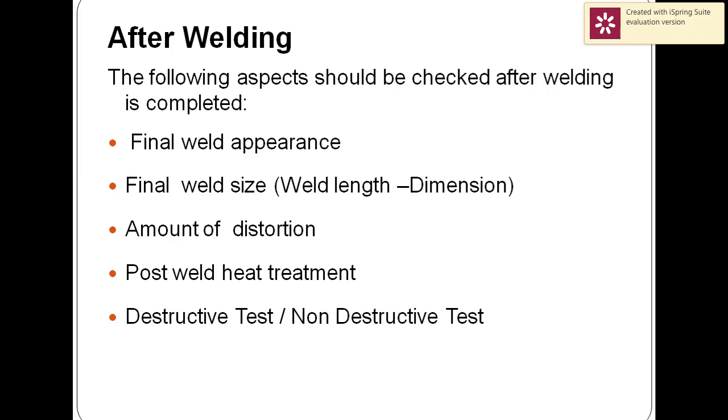Post weld heat treatment. After the welding process, some stress is stored inside the component, internal stress or residual stress. If you want to remove it, you prefer post weld heat treatment. Various types of post weld heat treatment processes are available: annealing, normalizing, hardening, tempering. As per ASME Section 9, whatever process they give, based on that you choose the post weld heat treatment.